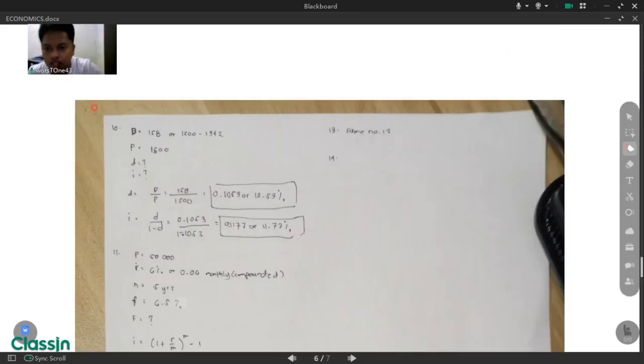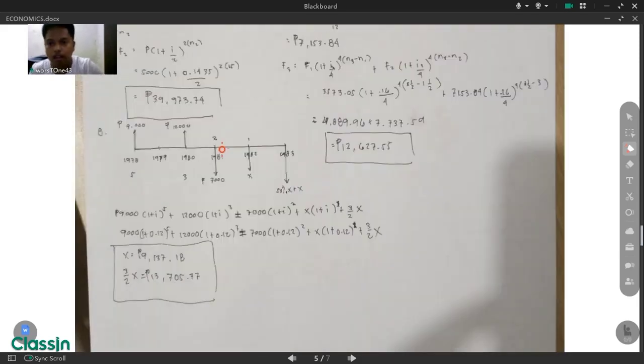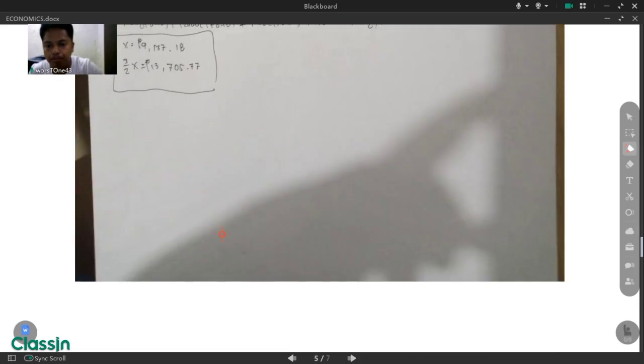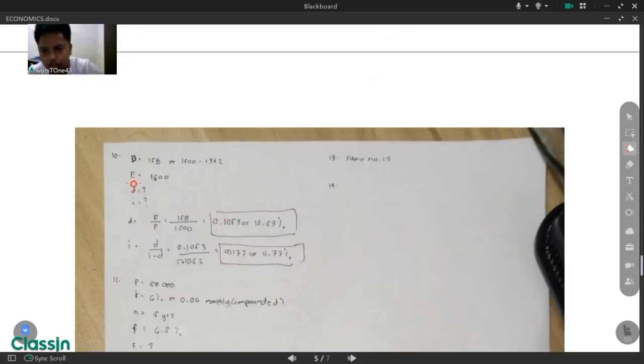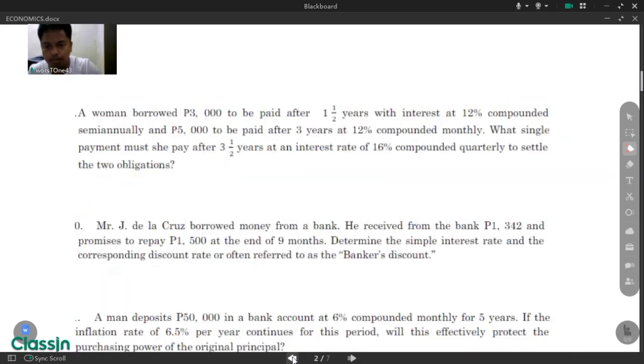Okay, so after number 10, first we have our discount, which is 1,500 minus 1,342. So let's go back to the problem, which is this actually.